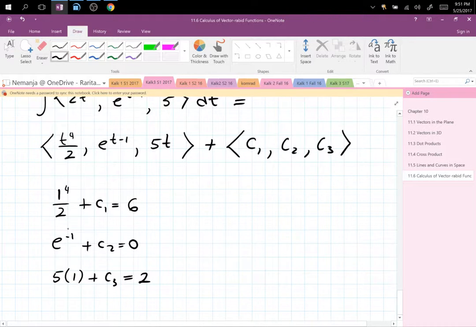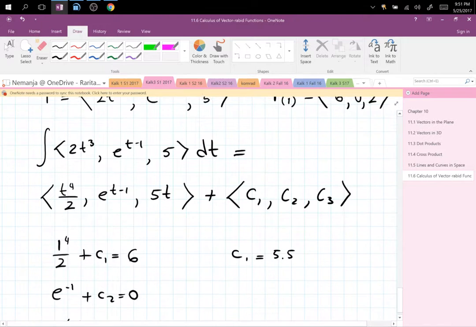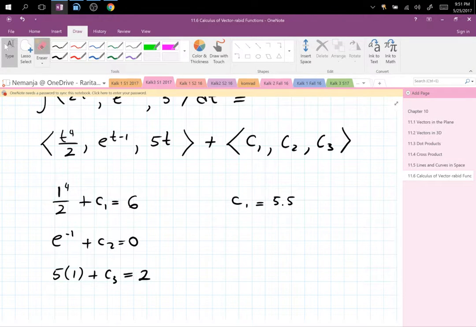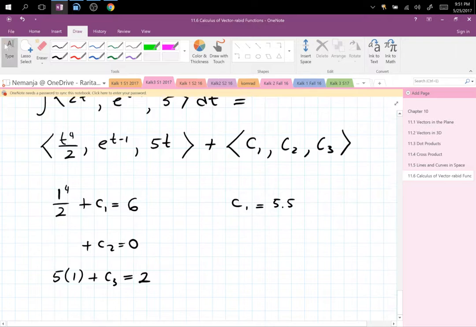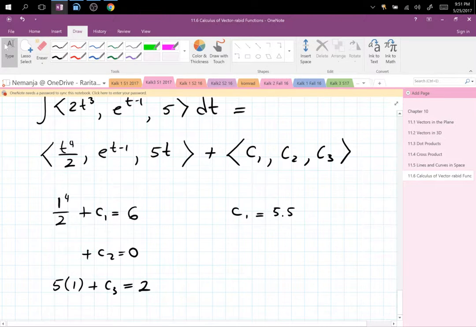So this is 1/2, so c1 is 5.5. Why is that negative? Wait. Oh yeah, t is 1. So 1 minus 1 is 0, so e to the 0 is 1. So c2 is negative 1. Thank you. And c3 is 2 minus 5, negative 3.